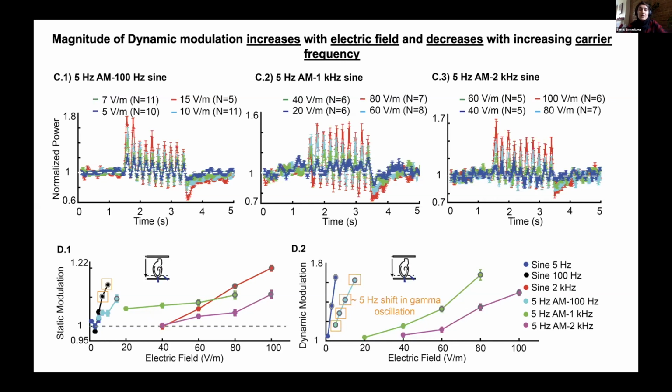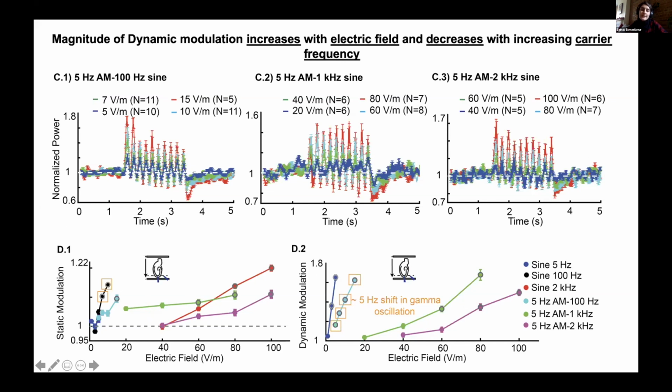And what we see here is that the dynamic modulation technically increases with the electric field. With increasing electric field in each of these waveforms, we see an increase in dynamic modulation, which is monotonic. Also, increasing the carrier frequency technically drops the sensitivity of the network, which could be predicted by the low-pass frequency properties of the membrane. And for each of them, this is the static modulation that we see here.